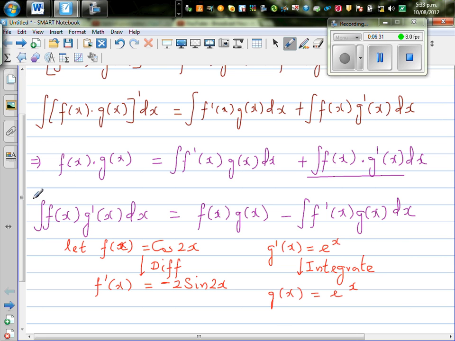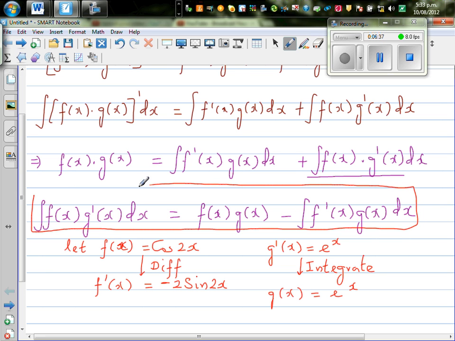Here is the rule. So integration of, I want you to look at this closely. We are writing the question now in the form of the formula. So this is the integration of f of x. What is f of x? Cos 2x, times g dash x, which is e to the power x dx.